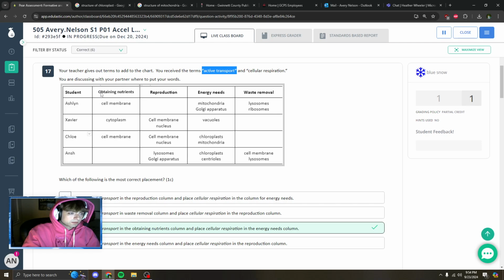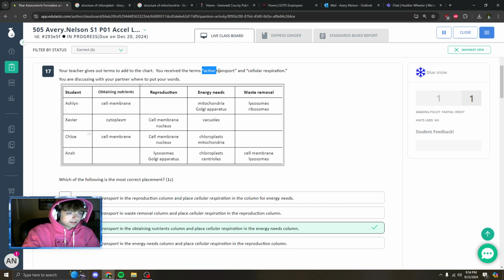So we have obtaining nutrients, which is getting needed materials into the cell. We have reproduction, which is one cell splitting. We have energy needs, so creating energy or turning food into energy. And then waste removal, getting rid of waste.